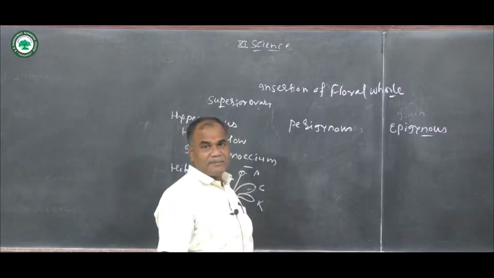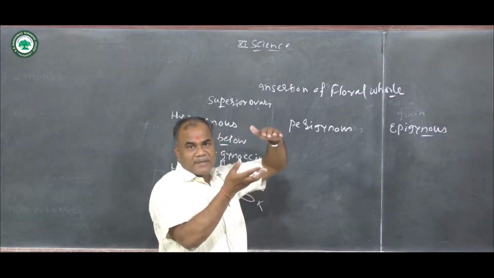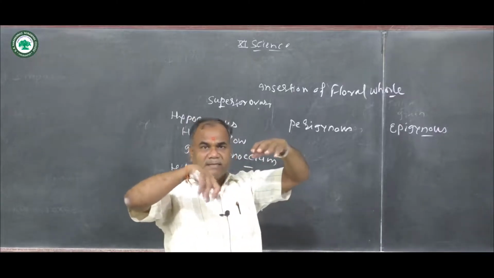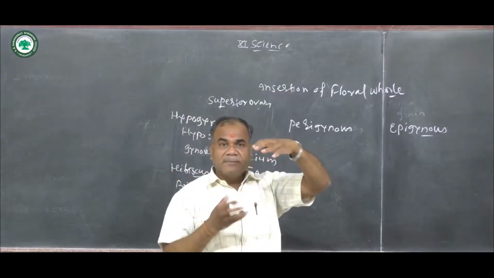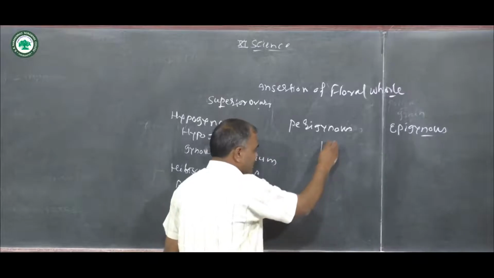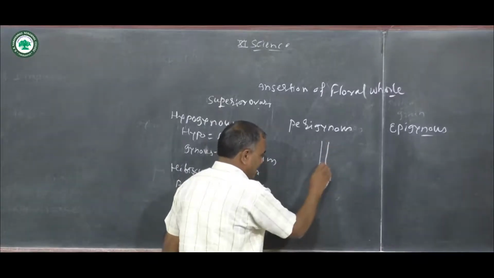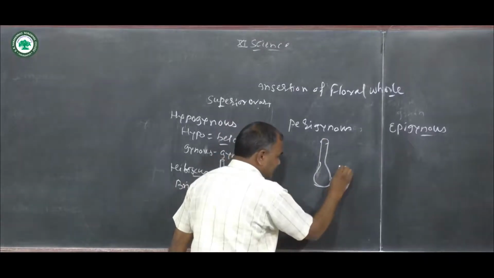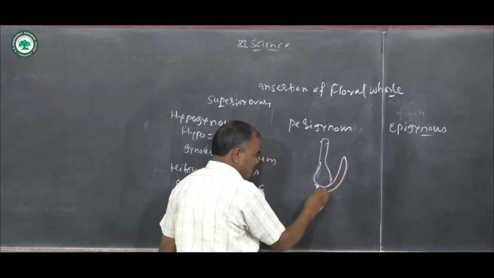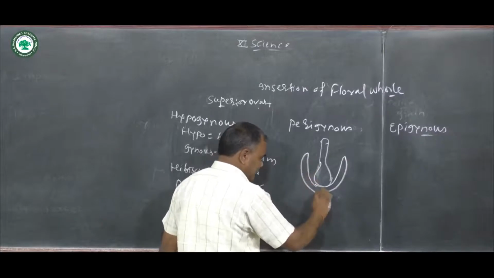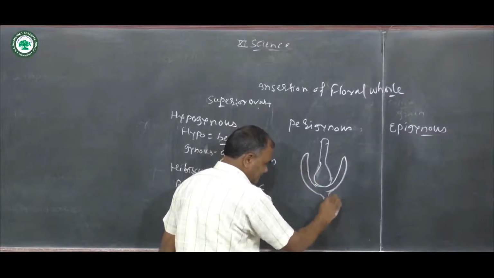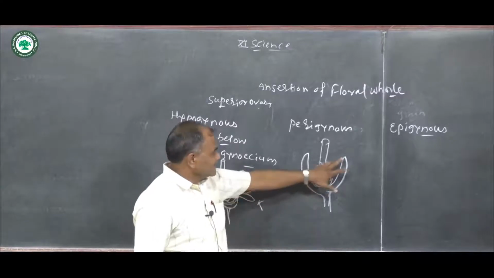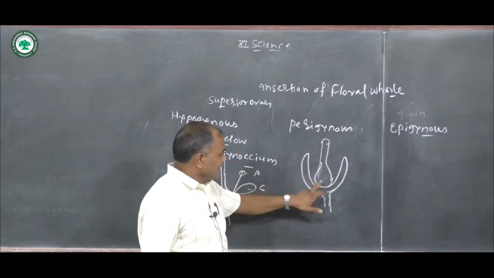Next we see the perigynous. Peri means half, or peripheral, like a rim. What is meant by peripheral? Suppose this is the gynoecium. This is the cup shaped thalamus. In between this cup shaped thalamus, see the structure. Here is the thalamus and here is the gynoecium.